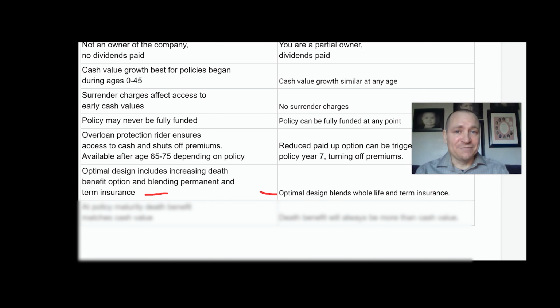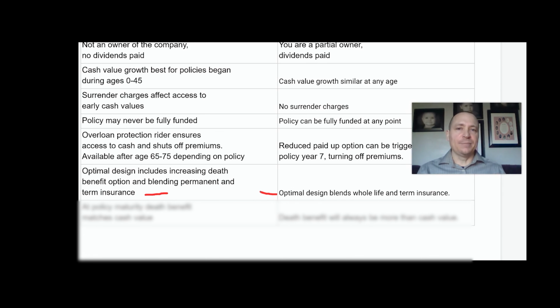Now, when it comes to whole life insurance, the optimal design also blends whole life insurance and term insurance. We want to have the base premium, which is built on the whole life product, we want to have that base premium as small as possible compared to how much we're going to be paying in. But in order to do that, the government requires us to have a specific death benefit. So in order for us to get to that death benefit, we're going to add in some term insurance to cover some of that death benefit. Remember, term insurance is very cheap insurance.